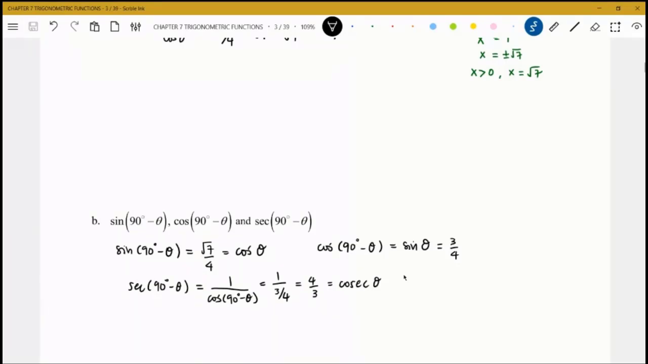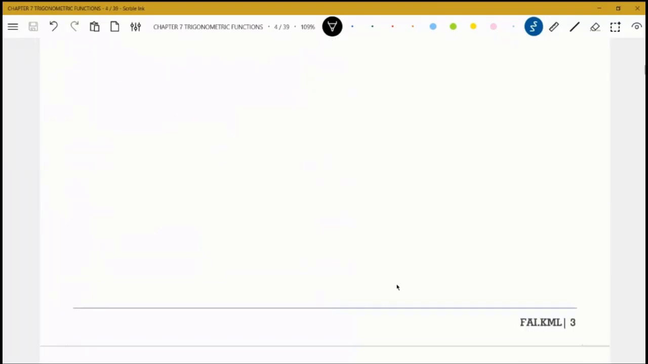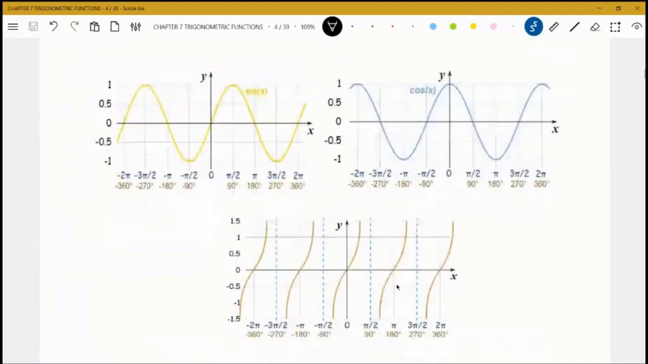Okay, so we proceed to the next one where we have it based on the graph first. So kita tengok pada graph dulu. So daripada graph ni kita boleh dapat 0, 90, 180, 270, 360. Okay, so ini adalah sin X, ini adalah cos X, ini adalah tangent X. Okay, kita dah tengok 3 graph ni daripada chapter 5. Okay, so yang dotted ni apa? Kita panggil apa?